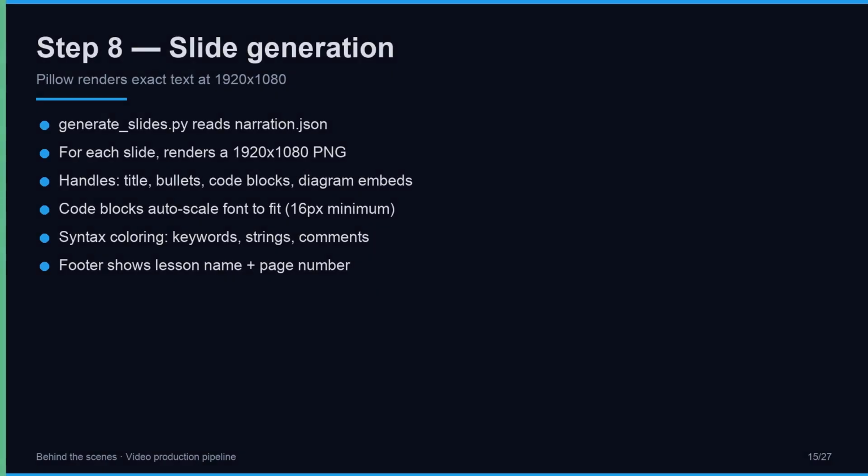Step 8. The slide generator reads the narration JSON and creates a 1920 by 1080 PNG for each teaching slide. It handles 4 content types: title slides, bullet lists, code blocks, and embedded mermaid diagrams. Code blocks auto-scale the font size from 28 down to 16 pixels to ensure long code never falls off the slide. Basic syntax coloring highlights keywords in cyan, strings in mint, and comments in muted gray. The footer shows the lesson name and page number. Every slide uses the same dark palette, high contrast for video. Exact pixels, not AI guesses.